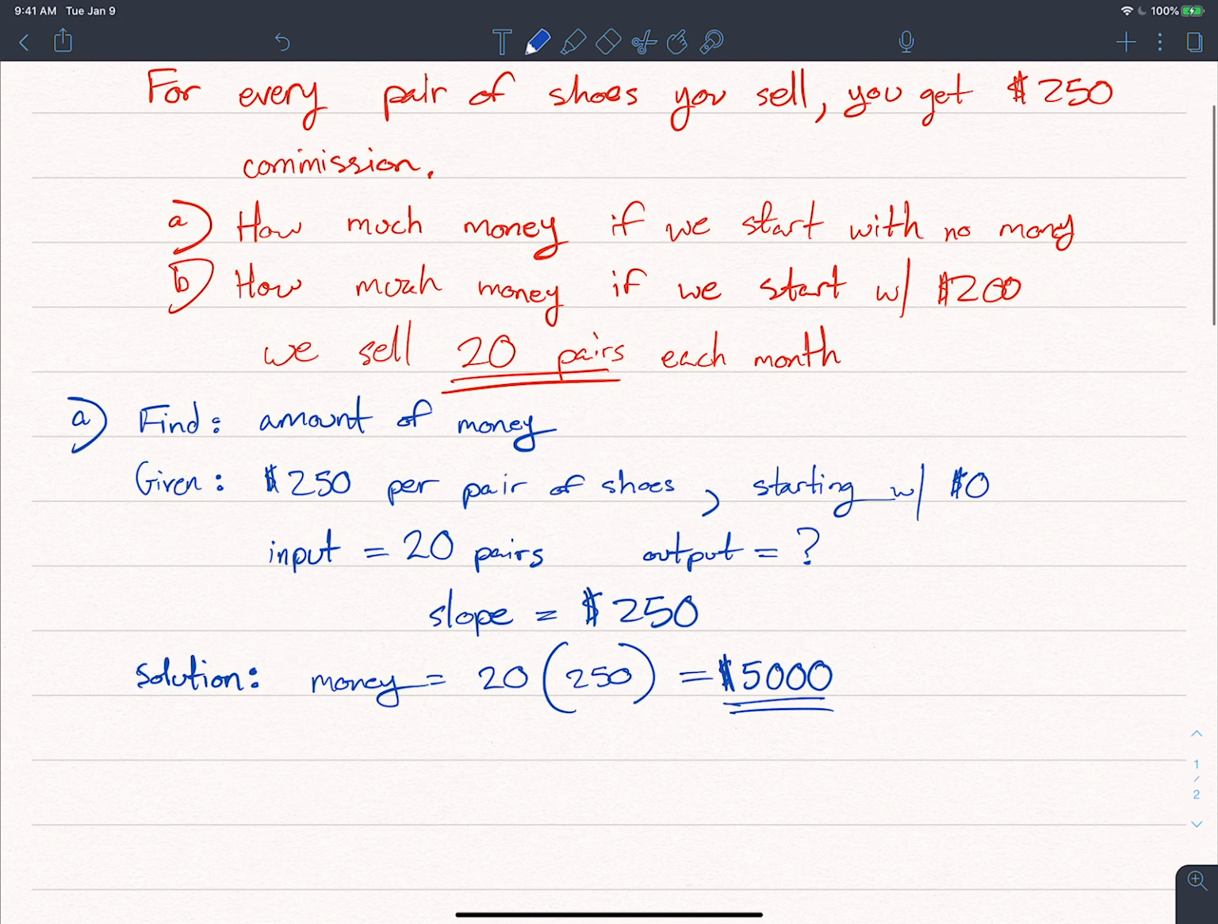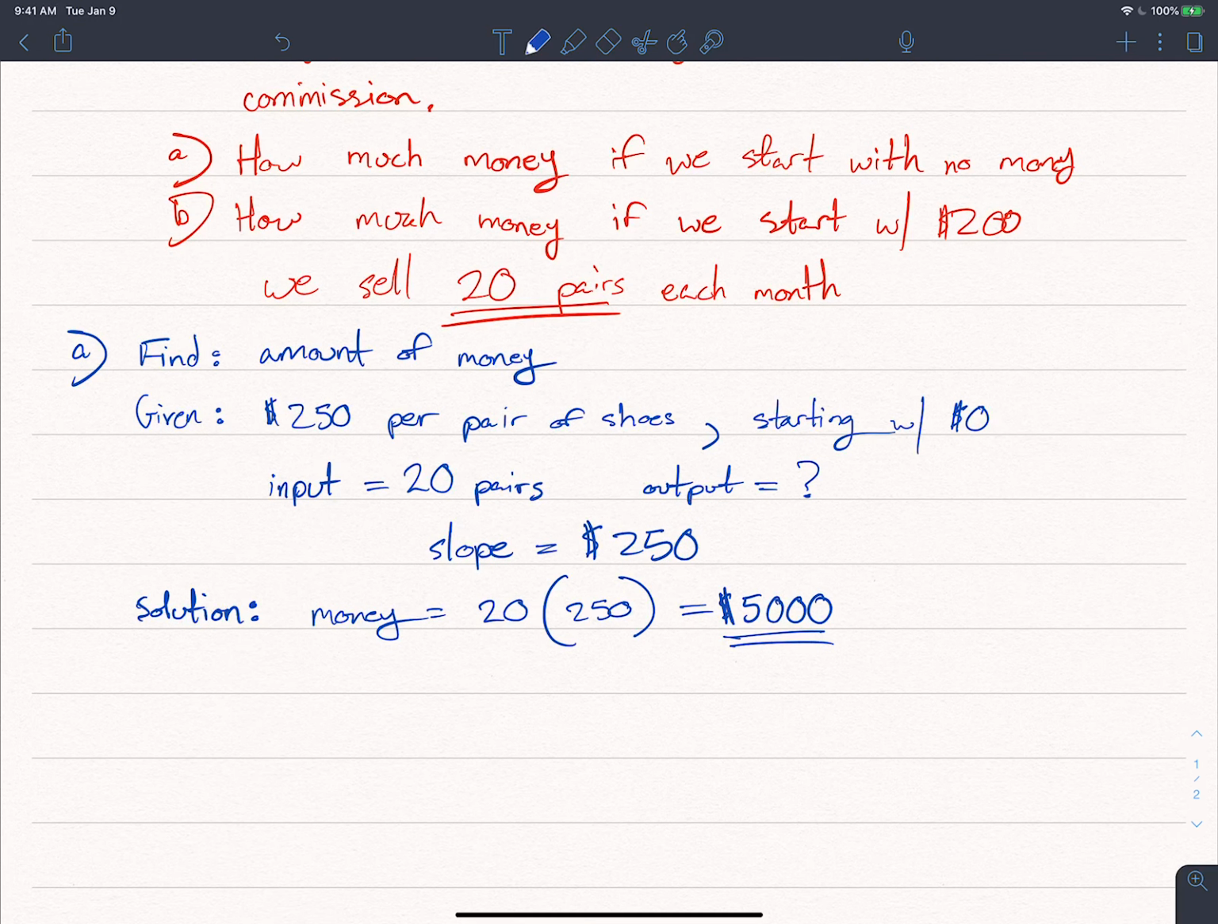Now let's do the second part. For the second part, what's the main thing? Well, our find didn't change. Our given changed a little bit. We still are getting the $250 per pair of shoes. Our input is still 20 pairs of shoes. Our slope, or what we multiply by, is still $250. But what's changing is our starting point.